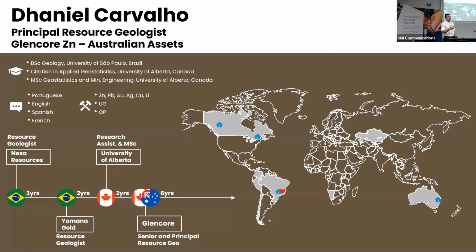I'm not going to go into this too much because I already had this introduction, but I'm originally Brazilian, and that's where I lived for a couple of years before I worked as a resource geologist for a couple of years. Then I moved to Canada to pursue a master's degree in geostatistics and resource modeling. And that's where I started working with Glencore at the time as a senior resource geo, then moved to Australia a couple of years ago to become the principal resource geologist for the zinc assets here.